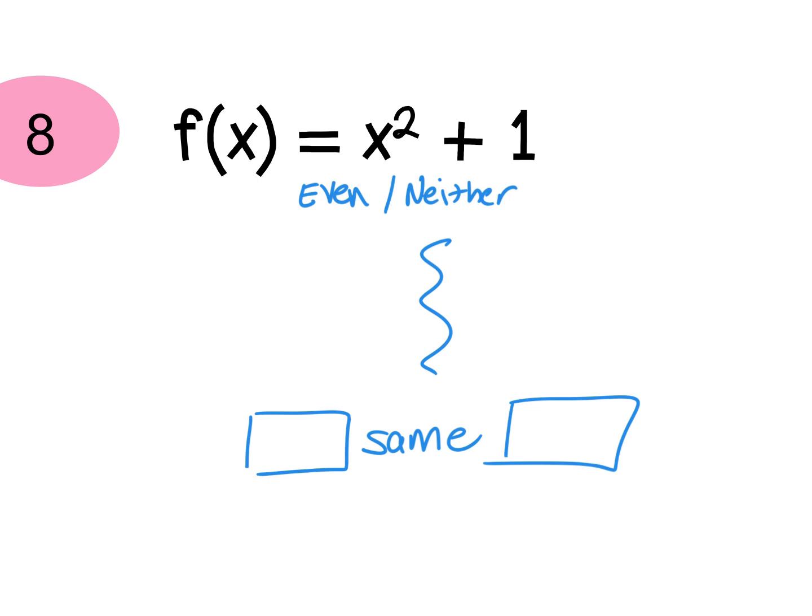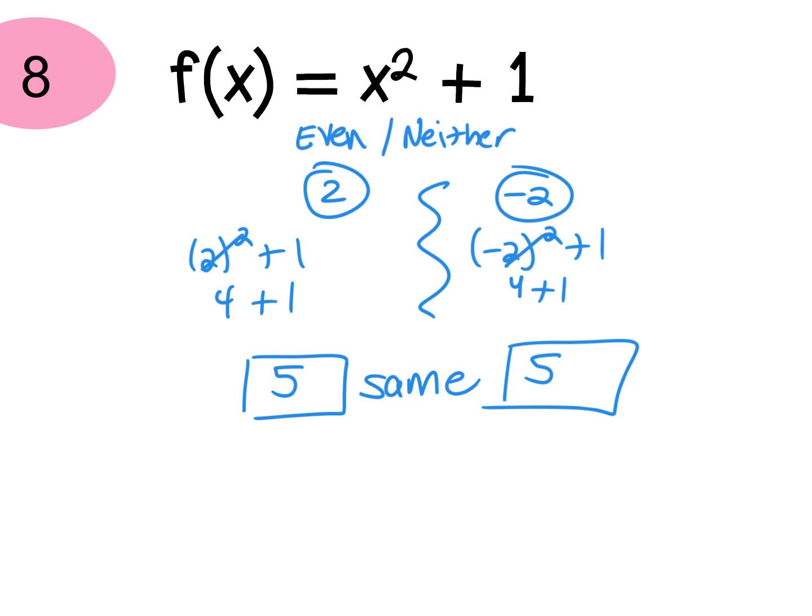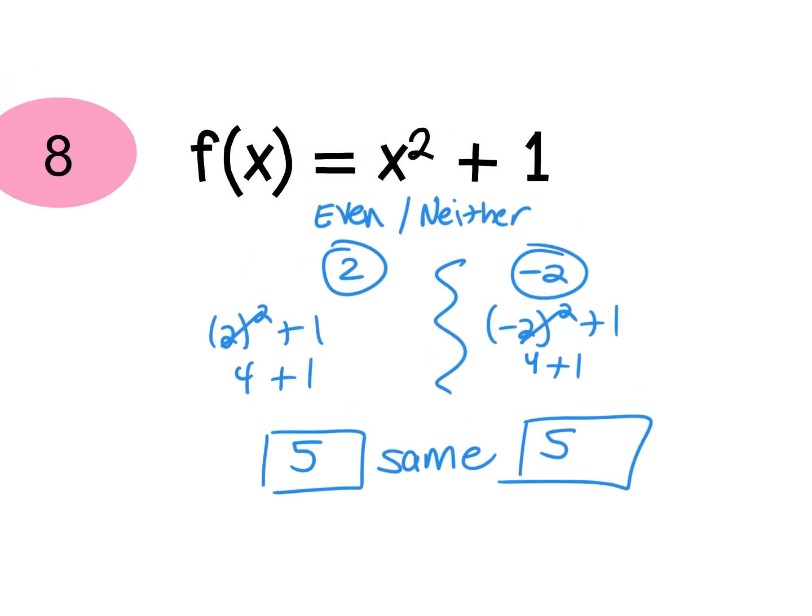So I'm going to evaluate using positive 2 and negative 2. Any number and its exact opposite. So when I plug this in, I have 2 squared plus 1. And over here I have negative 2 squared plus 1. What is 2 squared? 4. And 4 plus 1 is 5. What is negative 2 squared? 4. And 4 plus 1 is 5. Is 5 the same as 5? So what did you just prove? This is an even function. You can't just look at it and say it's even or odd.